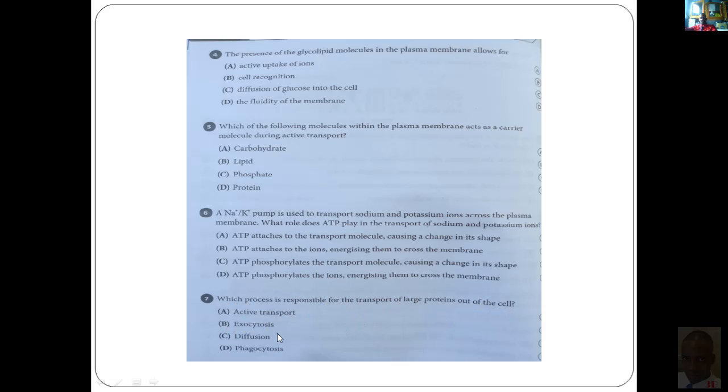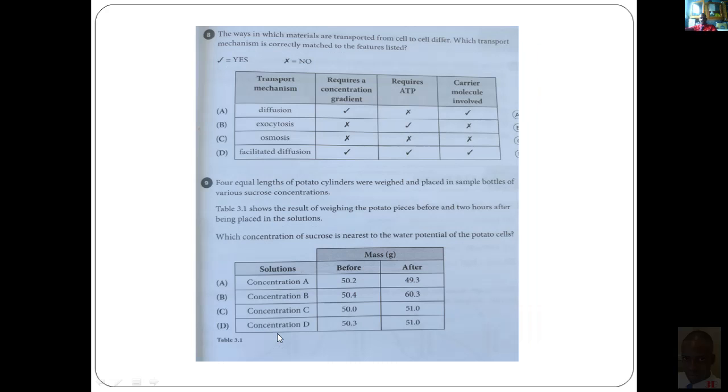Number 7, which process is responsible for the transport of large proteins out of cell? Large bulky proteins, large things, anything we're moving out of the cell is going to be exocytosis. Number 8, the ways in which materials are transported from cell to cell differs. Which transport mechanism is correctly matched to the features listed?